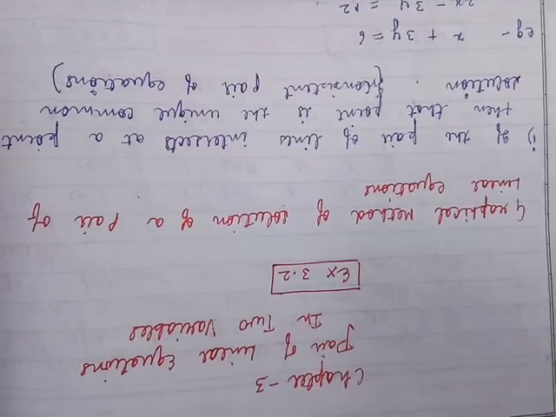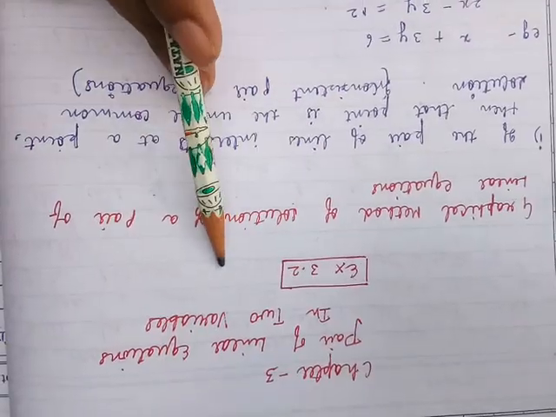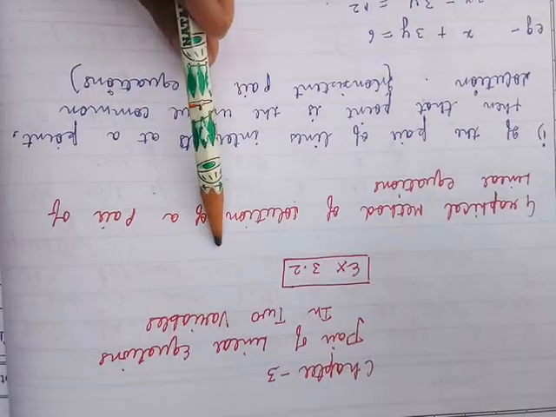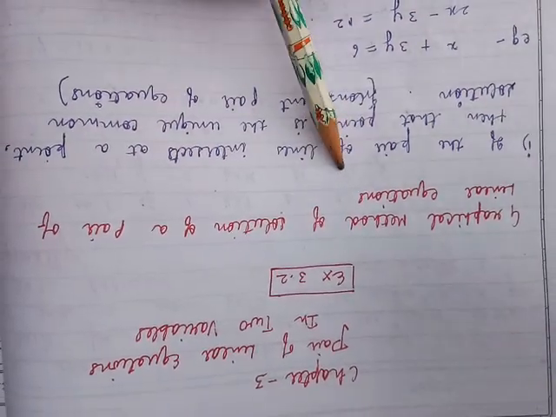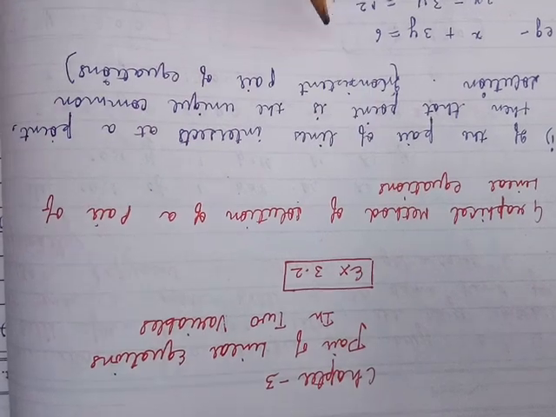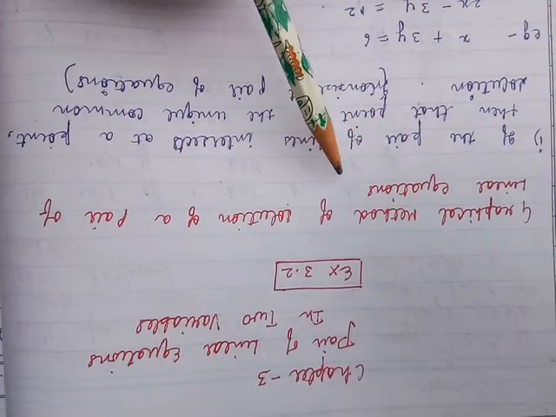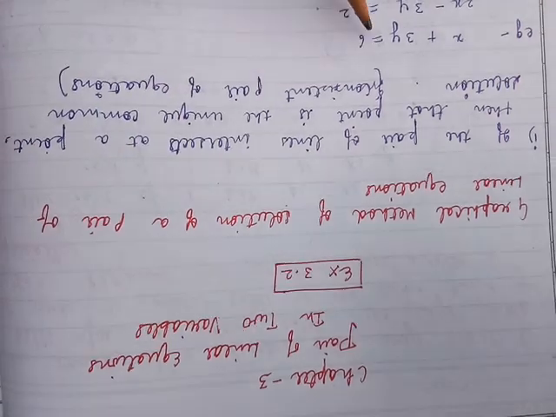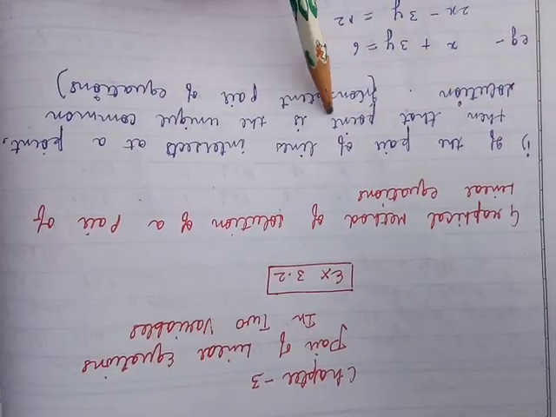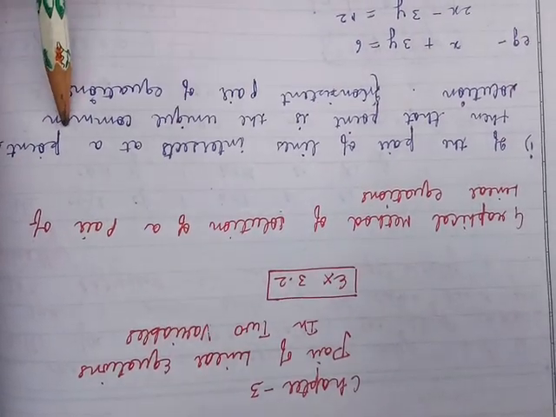Hello students, now the next exercise is exercise 3.2. In this exercise, first is the graphical method of solution of a pair of linear equations. Here we will discuss how to find the solution graphically. First, if the pair of lines intersect at a point.